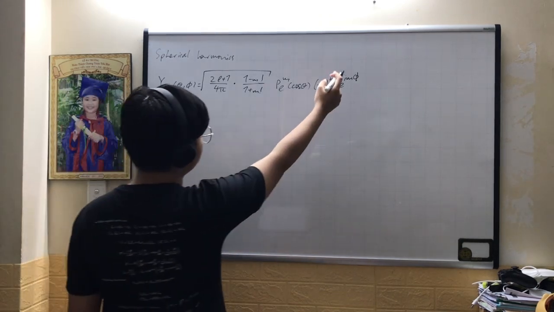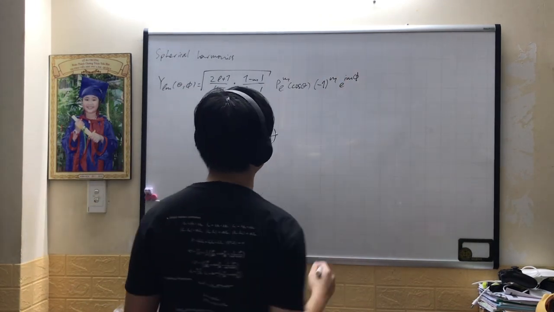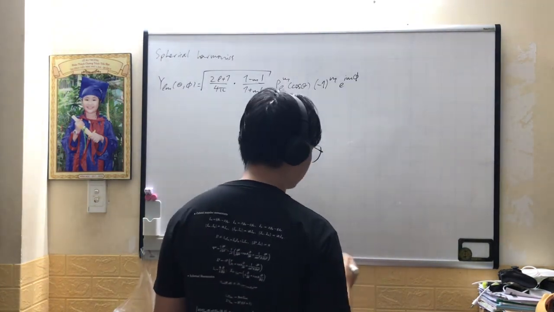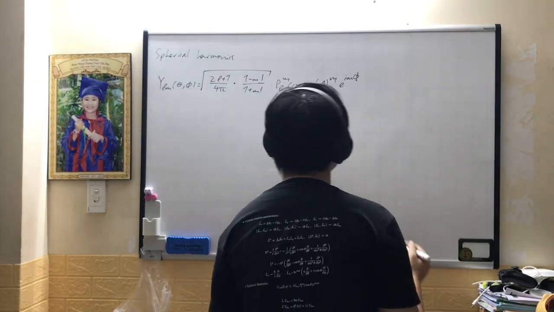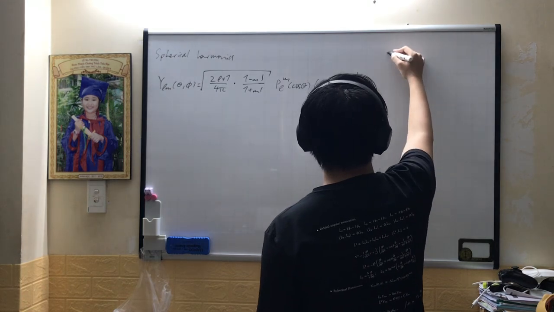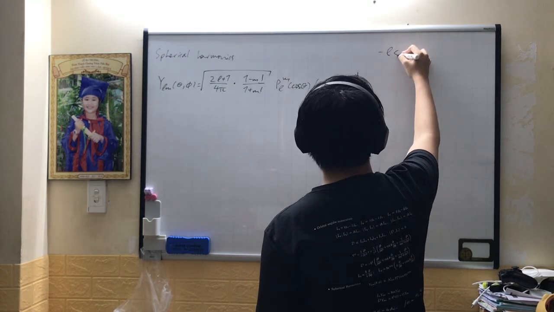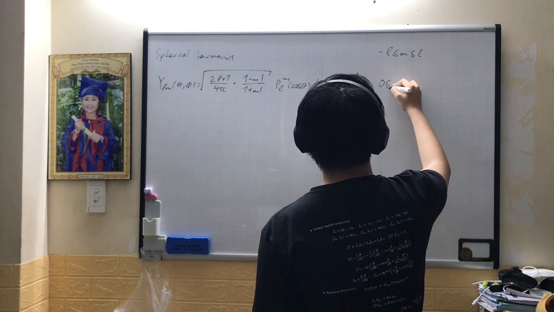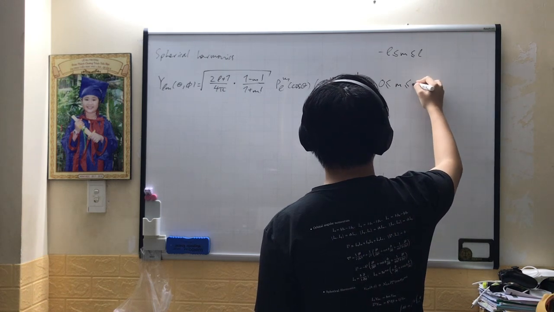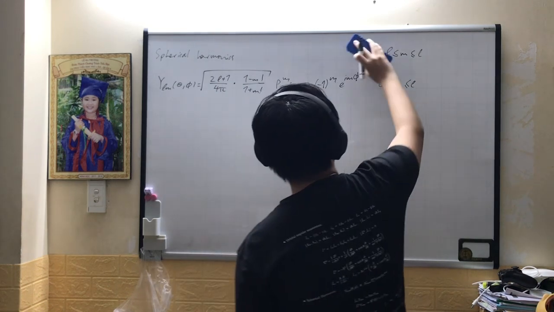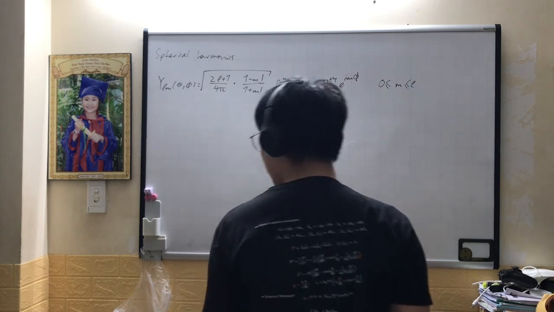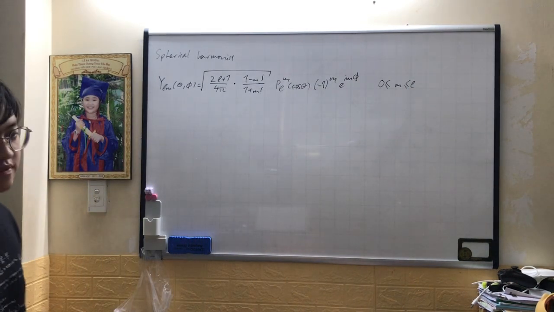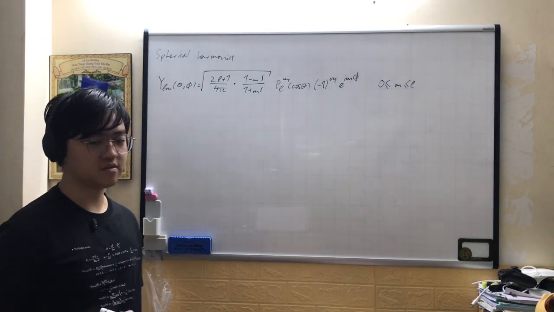And here your m is only going to take the non-negative part of the L value. So instead of being bound by minus L to L, this is going to be bounded by 0 to L only. So non-negative part. Okay, so that is the formula for your spherical harmonic.